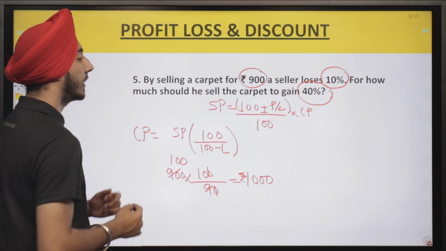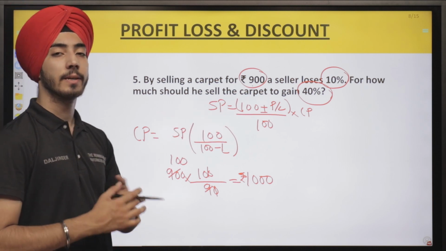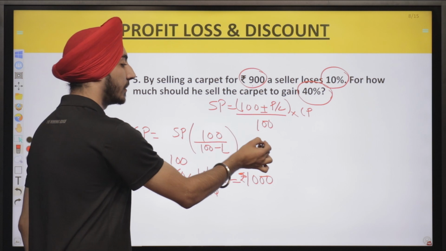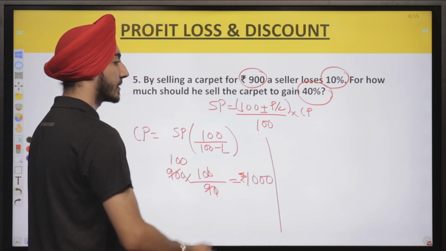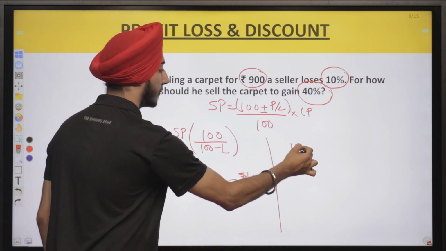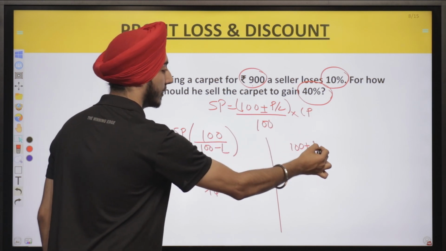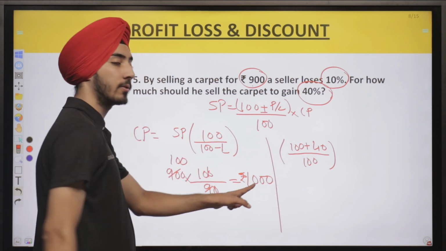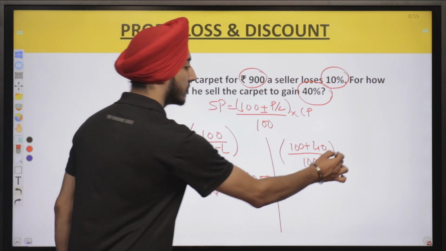Now we need to find at what price he should sell so that he has a profit of 40%. So we'll use this formula to find out the selling price. So 100 plus profit, how much? 40% upon 100 into the cost price. And what is the cost price that we have found? It is 1000 rupees.